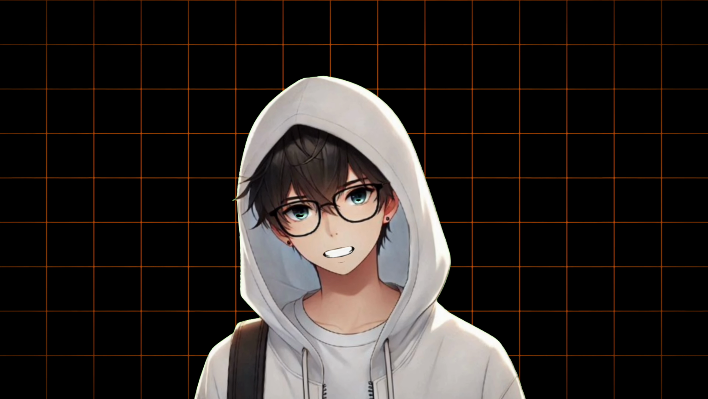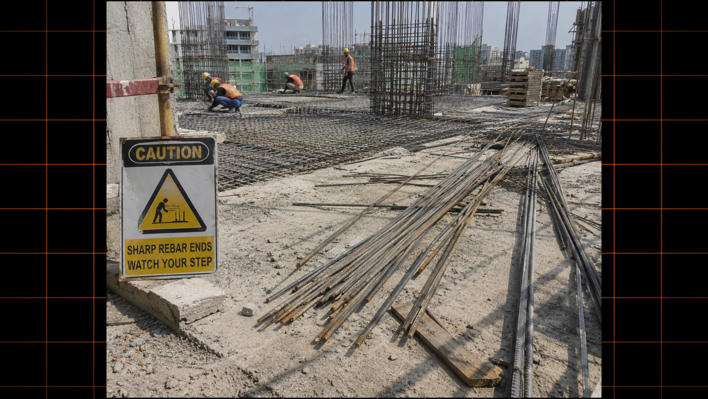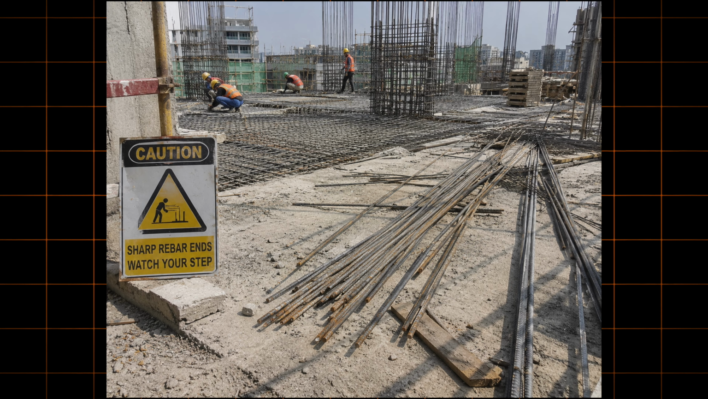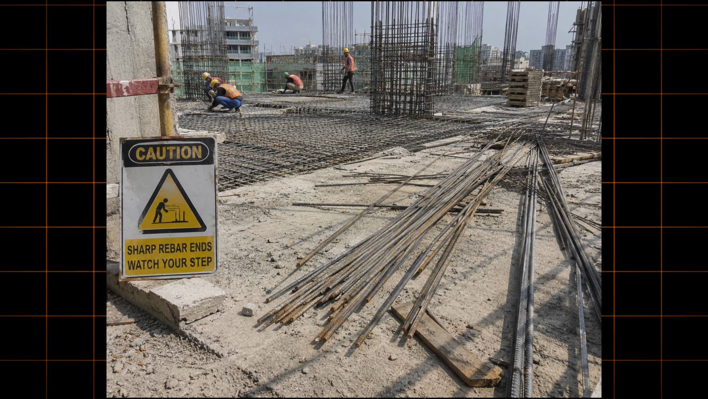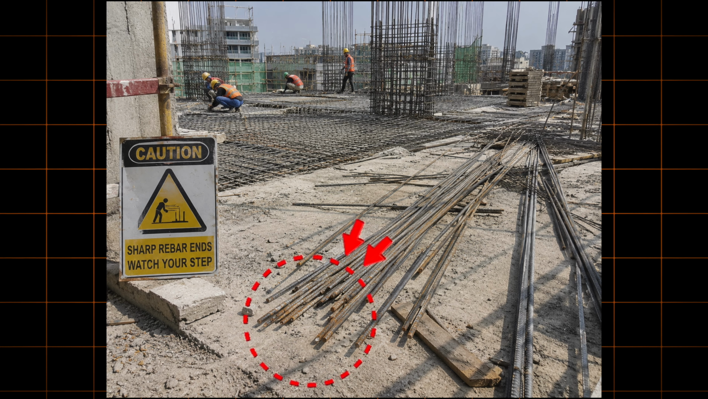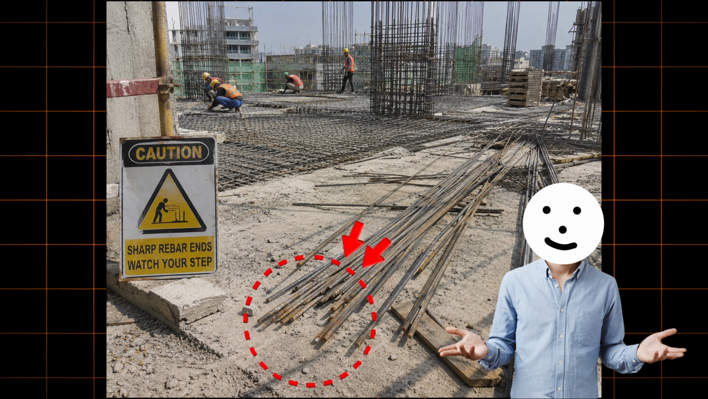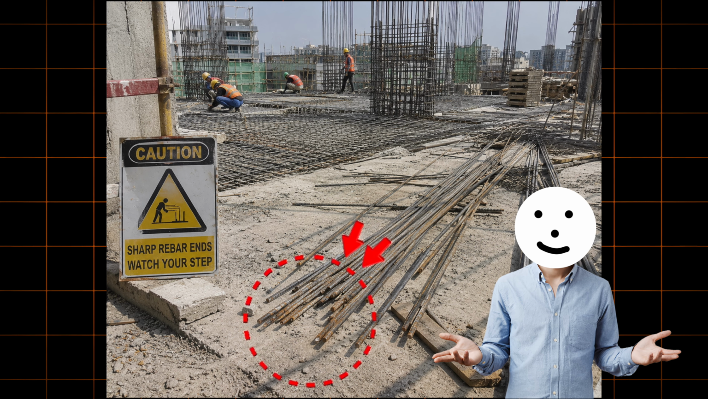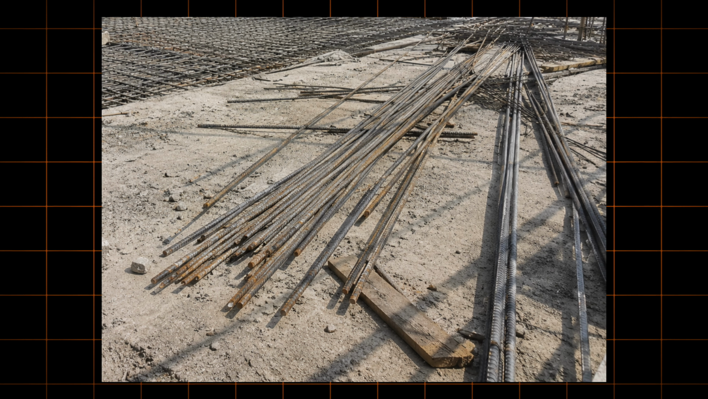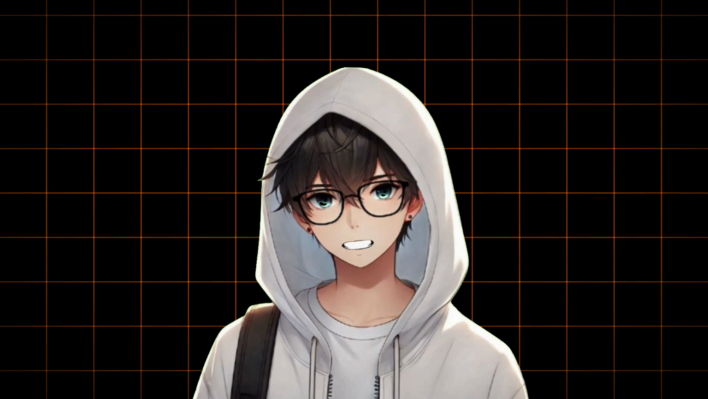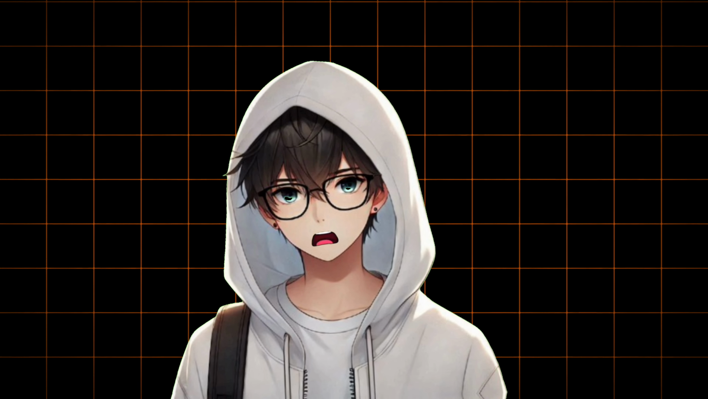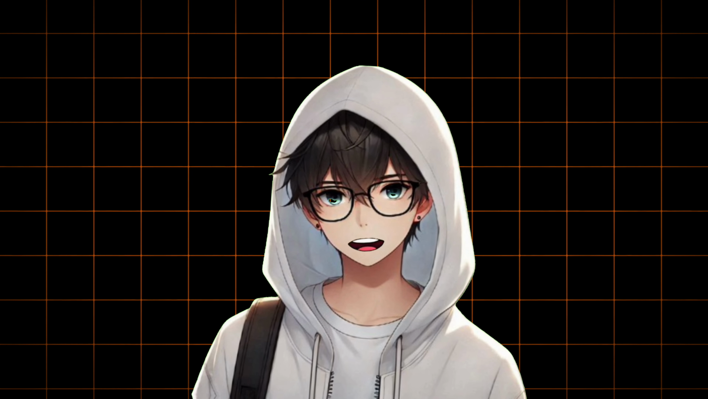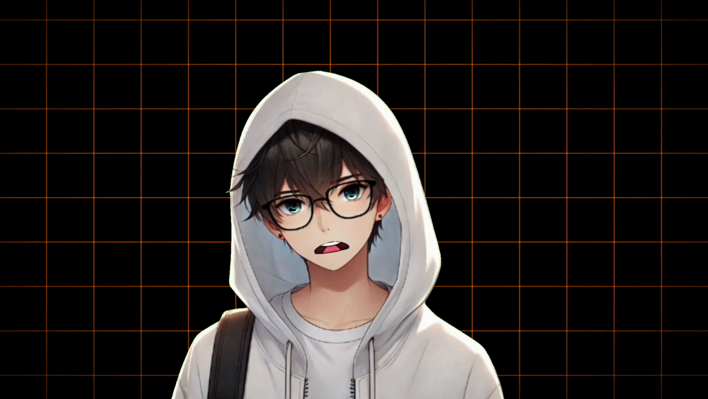Now let's go to a construction site. Imagine reinforcement work is going on. Steel rebars are lying everywhere. Some rebars have exposed sharp ends. Ask yourself, what is the hazard? Many people immediately answer, workers may get injured. No, this is the consequence. The actual hazard is sharp protruding steel reinforcement bars. Why? Because they possess the ability to puncture or impale a worker. That dangerous characteristic makes them a hazard.